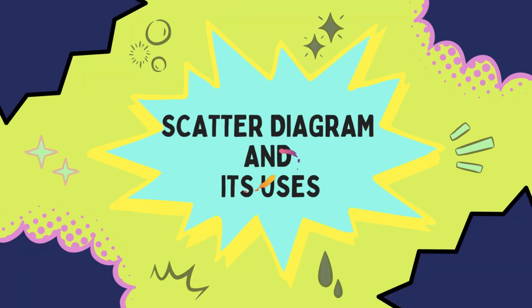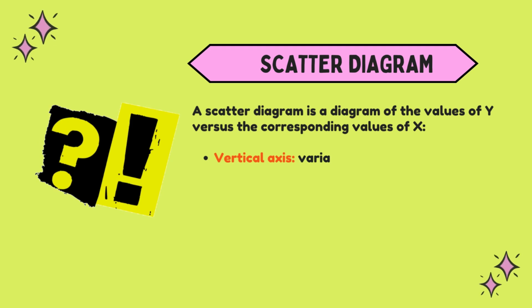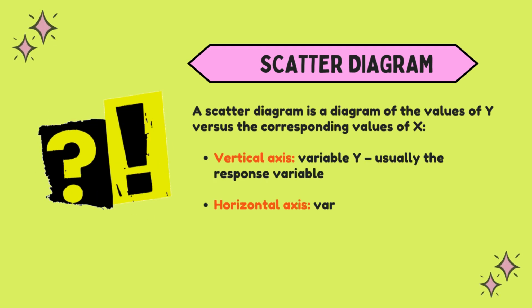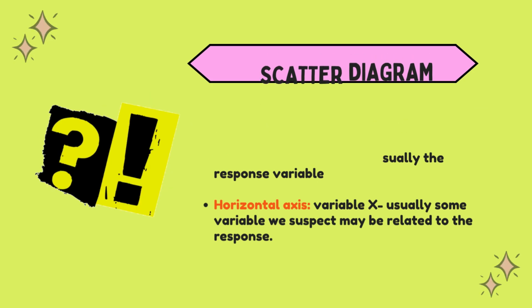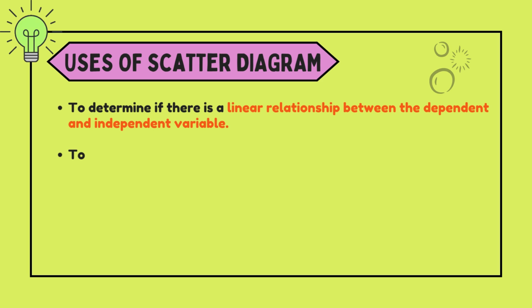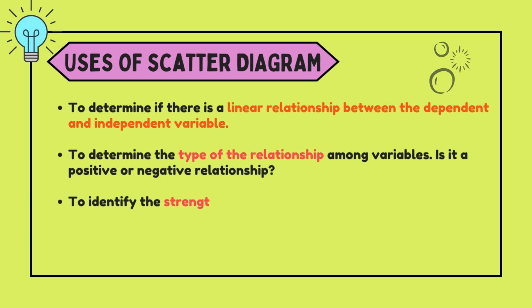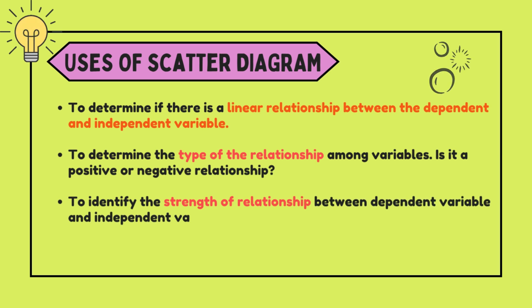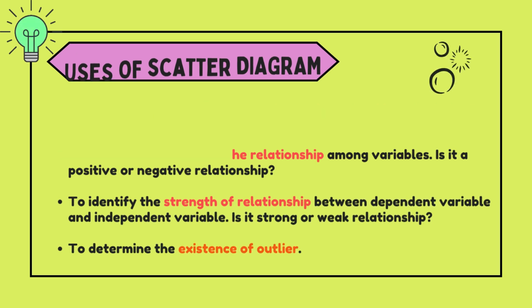Using the first method, which is the scatter diagram. A scatter diagram is a diagram of the values of y versus the corresponding values of x, where y will be the vertical axis while x will be the horizontal axis. The uses of a scatter diagram are to determine if there is a linear relationship between the dependent variable and independent variable, the type of relationship, the strength, and the existence of outliers.